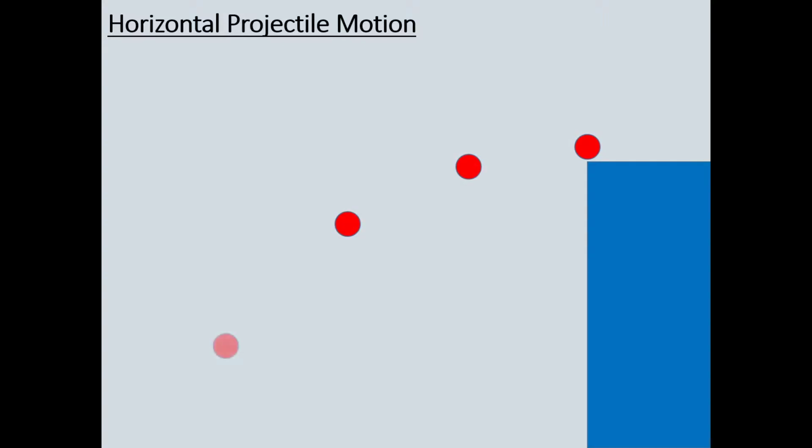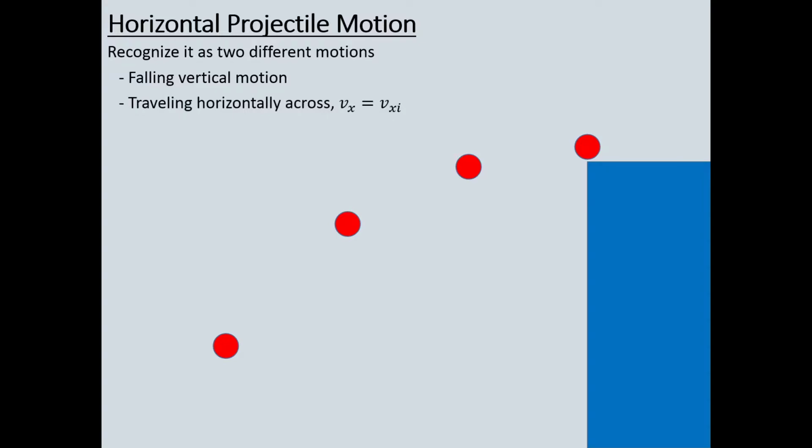The reason this is called horizontal projectile motion is because the object is launched along the x-axis or at 0 degrees. If it's aimed otherwise at any angle above or below the x-axis, it no longer is called horizontal projectile motion. Horizontal projectile motion needs to be observed as two different motions taking place at the same time. It is traveling across and falling vertically.